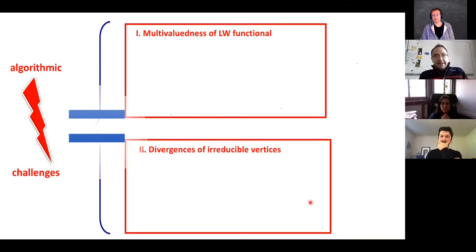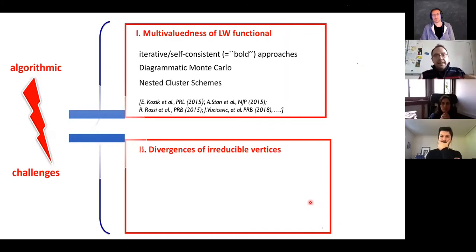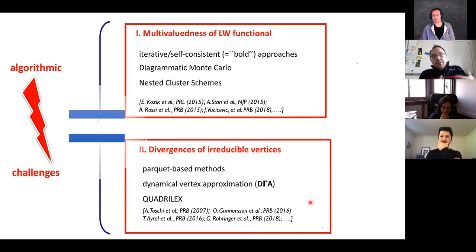Of course, as Walter said, this creates several problems for approaches based on one or the other path. This is the case for all iterative or self-consistent bold approaches, diagrammatic Monte Carlo, but also nested cluster schemes. For what concerns the multivaluedness, but also the divergence of the irreducible vertices, of course, they create problems for all approaches based on the parquet formalism, like the dynamical vertex approximation or the recently introduced quadrilex. But today I don't want to deal with the details of the approaches, which is an ongoing, very important discussion in the field. But I would like to try to give a first answer, although approximate, to the questions that were posed at the end of my talk in Toulouse.